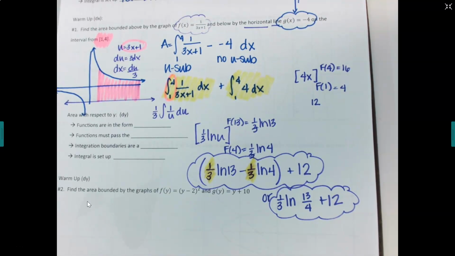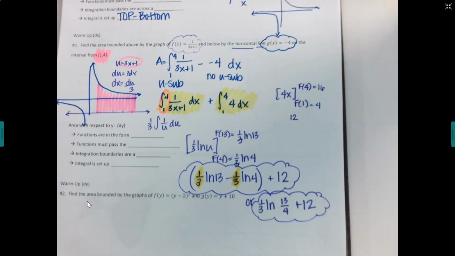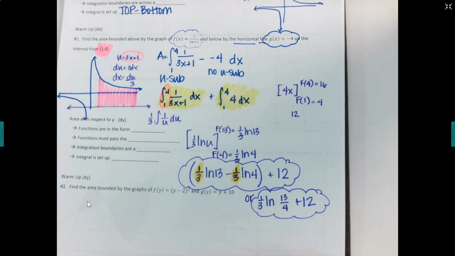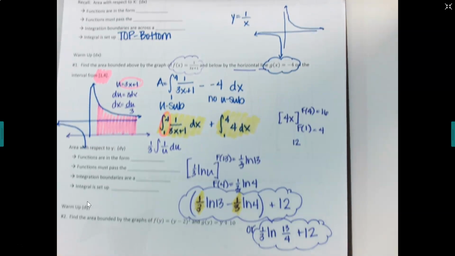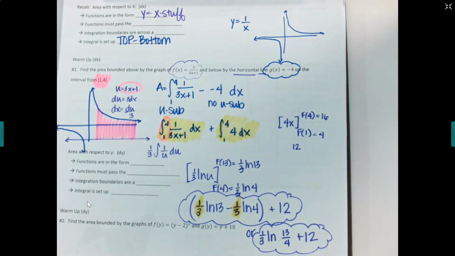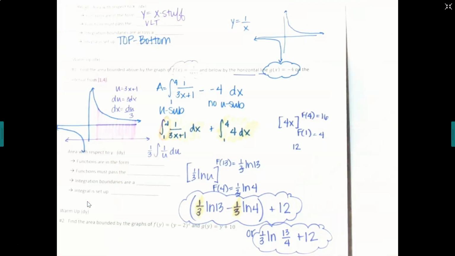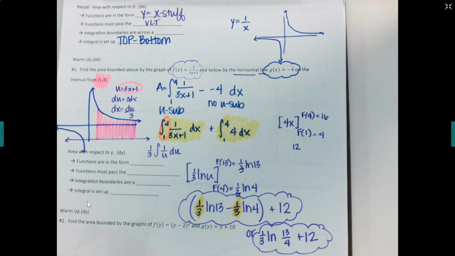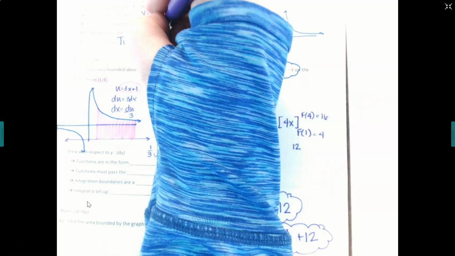Okay, so let's fill in the little top part up here. Your equations should be in the form y equals, and then they should have a bunch of x stuff. So 3x plus 1, 1 over 3x plus 1, e to the x. It should be x stuff. Then your functions should pass the vertical line test because that's the definition of a function. And your last thing is that your integration boundaries are across a domain. Basically, that just means that they're x values.